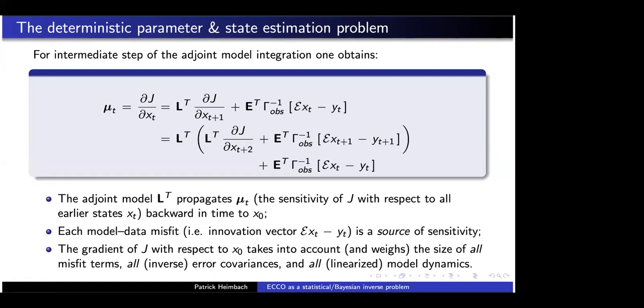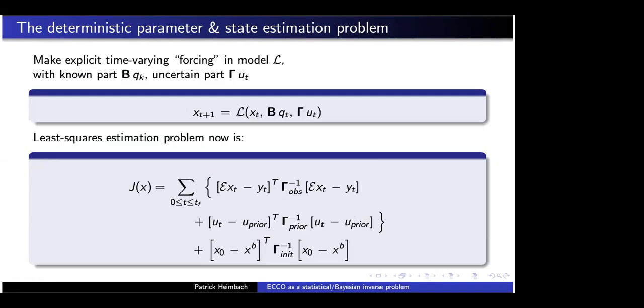This is a very powerful way in which you compute a gradient with respect to, for example, x at time 0 that accounts for all the misfits and all the uncertainties that occur at all times. So you're allowing yourselves a time-resolved assimilation of the data in this manner.